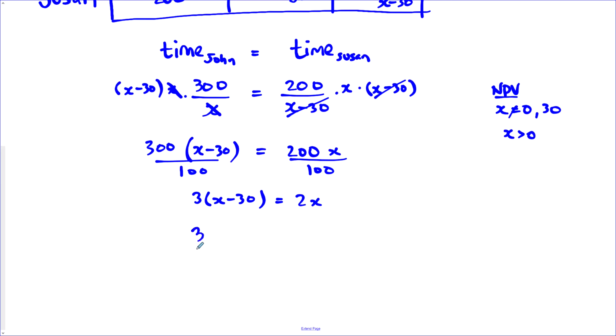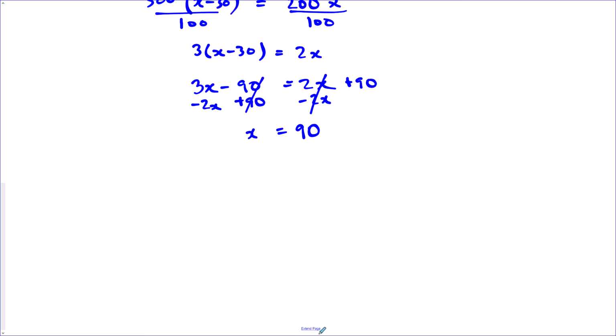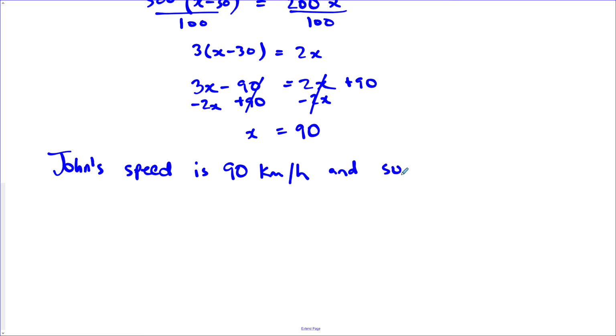Multiply in, 3x minus 90, and add 90 on both sides, minus 2x on both sides. And we get x is equal to 90. That means that John's speed, because that's what we made x to be, John's speed is 90 kilometers per hour. And Susan's is 30 kilometers per hour slower, so Susan's is 60 kilometers per hour.